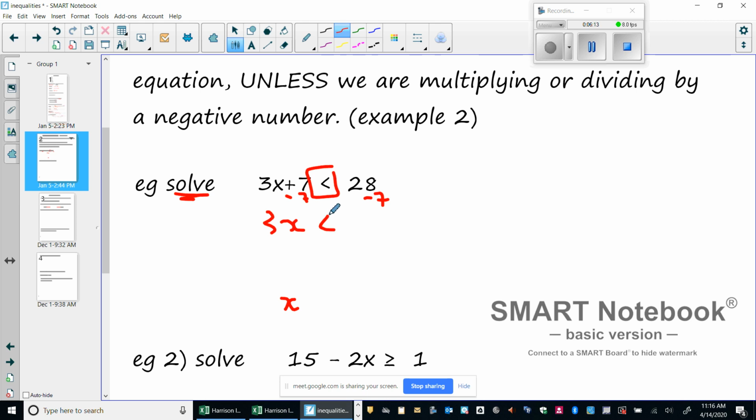So here we would have 3x, and we keep this symbol here. We mustn't change it to an equal sign. So this would now be 21. And then, as in normal solving equations, we would undo the multiply by 3, so we would divide by 3. They cancel to give us just x, and this symbol, and then this value is 7. So our answer is x is less than 7. That's it, that's all we would do. We're solving it as we would a normal equation. It just has a different symbol, not an equal sign.